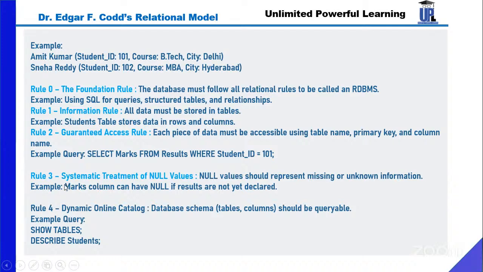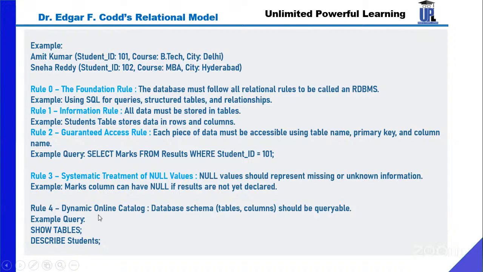Similarly, systematic treatment of null values when records are empty. Each database, whether MySQL, PostgreSQL, or Oracle SQL, has to define what it means by null, a missing value or unknown information, and how to represent it. That definition should be there. That is what we call systematic treatment of null values.